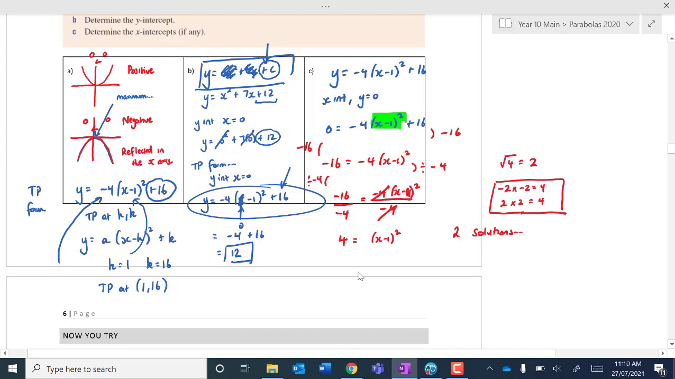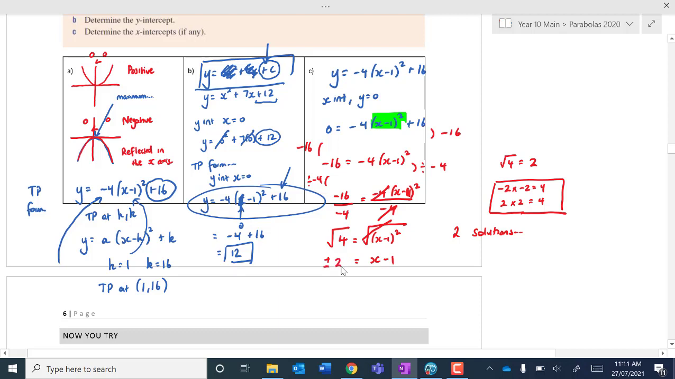So what we're going to do is take the positive and the negative of both sides. So really what we're doing is the square root of the left, the square root of the right. The square root effectively cancels out that squared. And we've got x - 1. Okay, but what you've got is the plus and minus the square root of 4, which is 2.